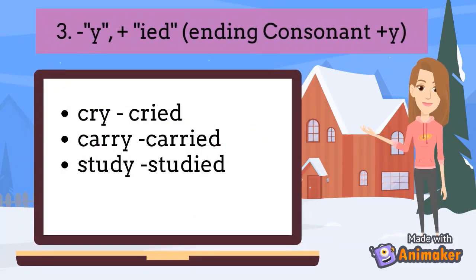Rule number 3. Remove Y plus IED for words ending in Y. Okay, look at this word, cry, C-R-Y. The last letter of this word is Y. So you have to remove the letter Y and plus IED. So it becomes C-R-I-E-D, cried. Carry becomes carried. Study, remove the Y plus IED, so it becomes studied.